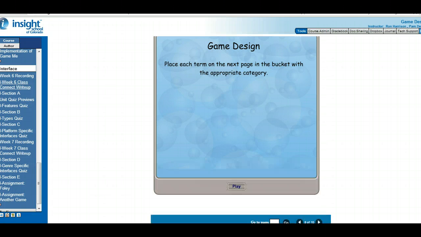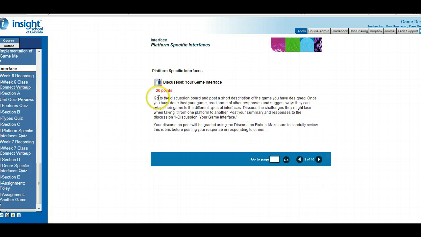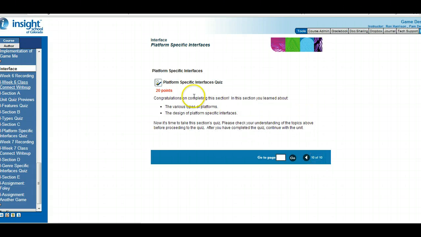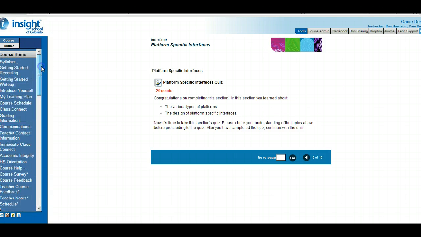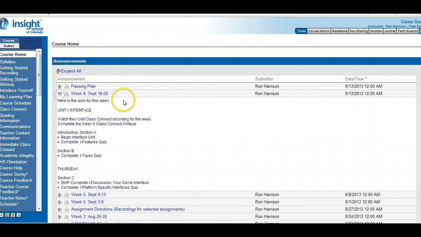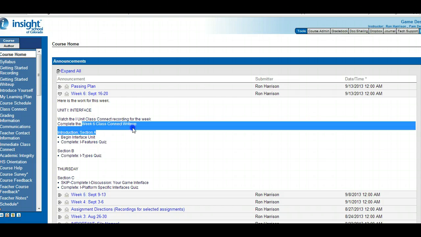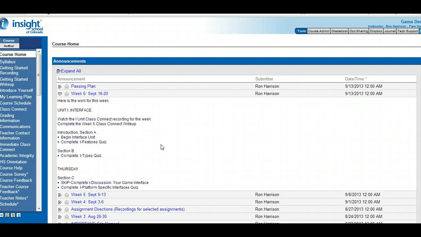Here's a game design quiz, the platform-specific interfaces quiz, so go ahead and do that, see how well you do. Interface discussion, of course, we're skipping these. On this one, you were just to discuss game interfaces. We're going to pass on that. Then finally the quiz, so there's the platform-specific quiz right here, and the quiz preview is right up here. So that's all for week 6. Week 6 just has the write-up, and then it has the quizzes, so no game work to do.